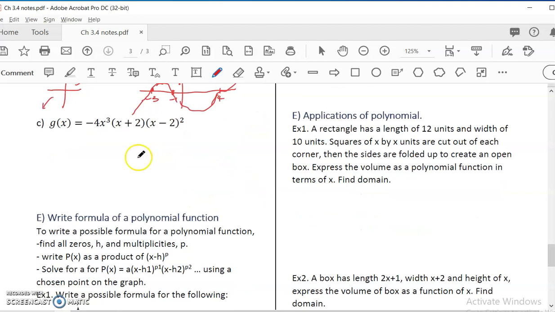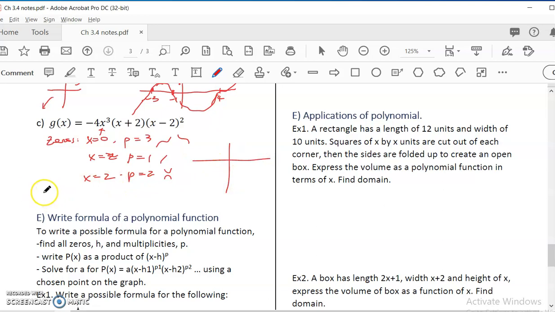Okay. The last one, g of x equals 4x cubed times x plus 2 times x minus 2 squared. So remember this also. If you find zeros, x is equal to 0 with multiplicity 3, so it passes through in a nonlinear way. x equal to -2, multiplicity is 1. But when x is equal to 2, multiplicity is 2. So this is the one that will touch. So this would be either like this or this, and these are strict, and this would be either this or that. Okay, so let's graph them.